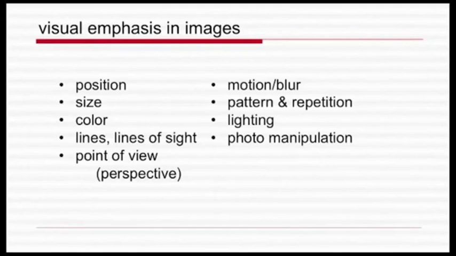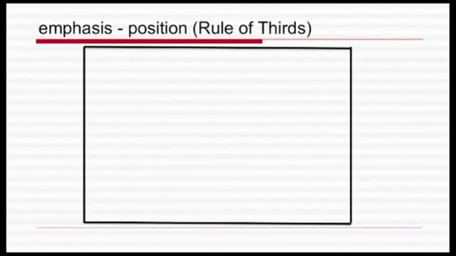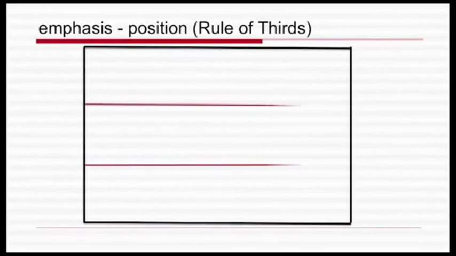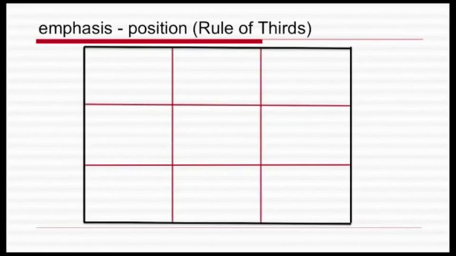First, position and the rule of thirds. Photographers use this principle, although it can be applied to cartoons, designs, paintings, even pages of text. The rule of thirds says when parts of an image line up with a grid dividing the image into thirds horizontally and vertically, the image seems more pleasant, more focused, and more energetic than a symmetrical arrangement. The intersections of the lines are points of particular emphasis.